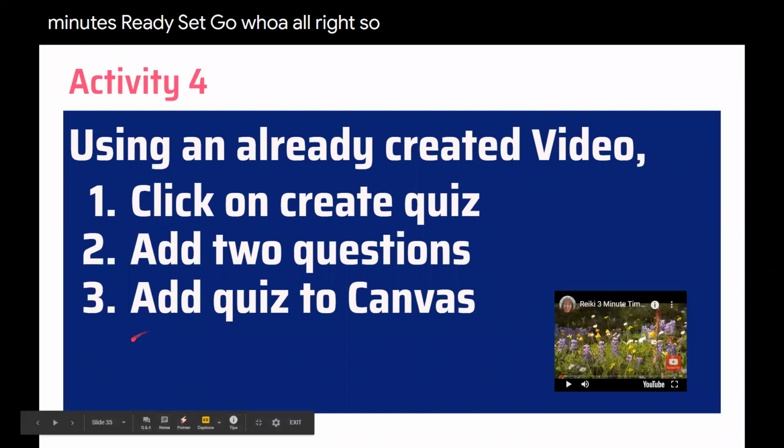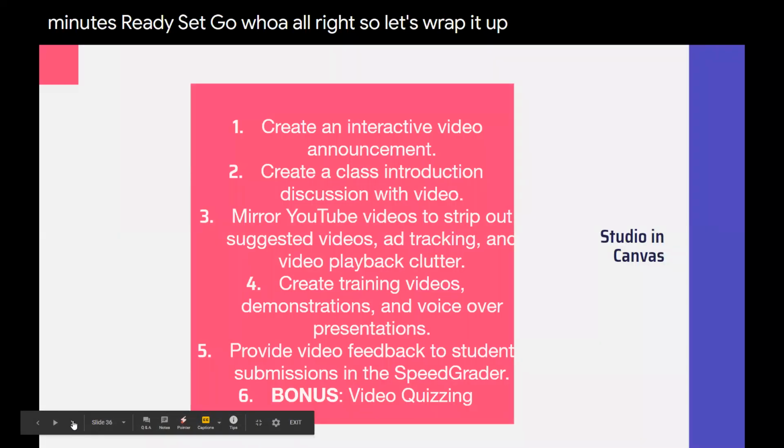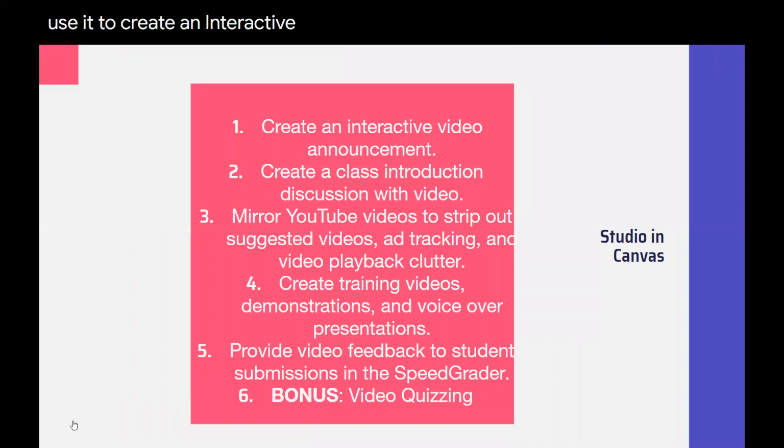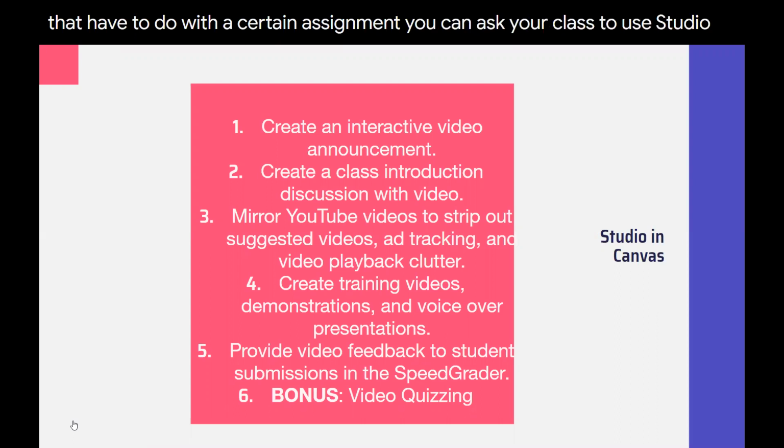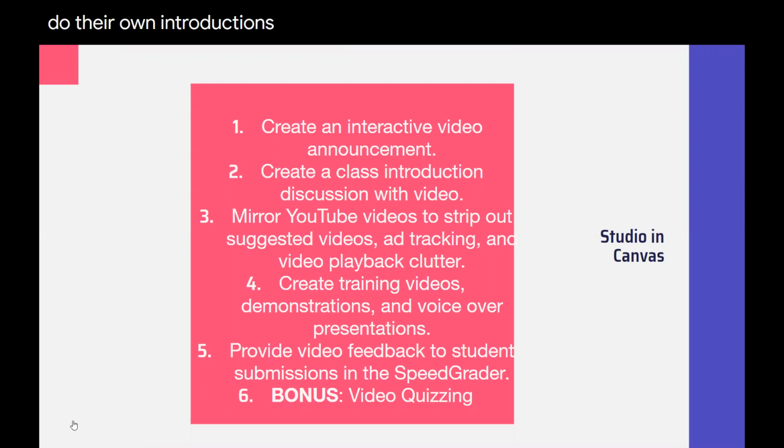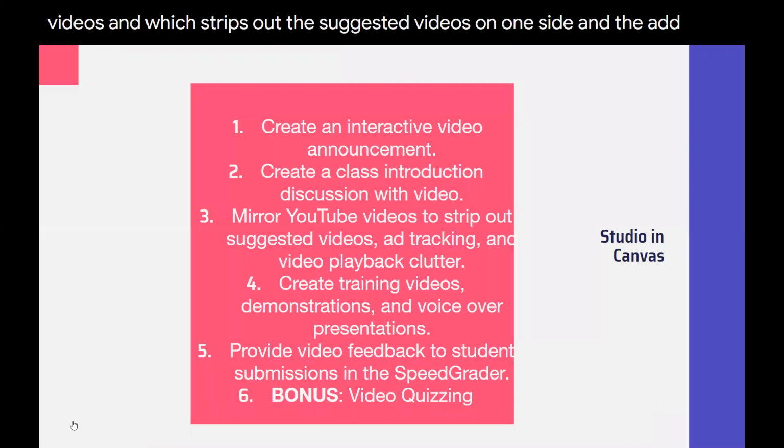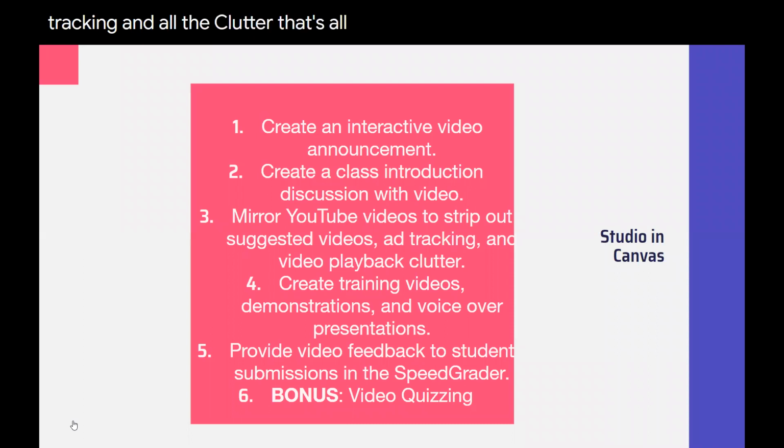So let's wrap it up. Studio on Canvas. You can use it to create an interactive video announcement, a course tour, specific things that have to do with a certain assignment. You can ask your class to use Studio to do their own introductions in a discussion board. You can mirror the YouTube videos, which strips out the suggested videos on one side and the ad tracking and all the clutter that's all over it.